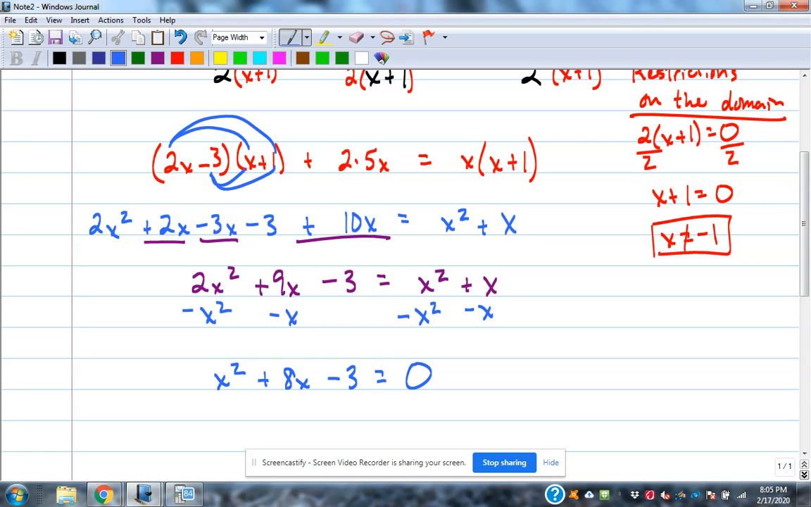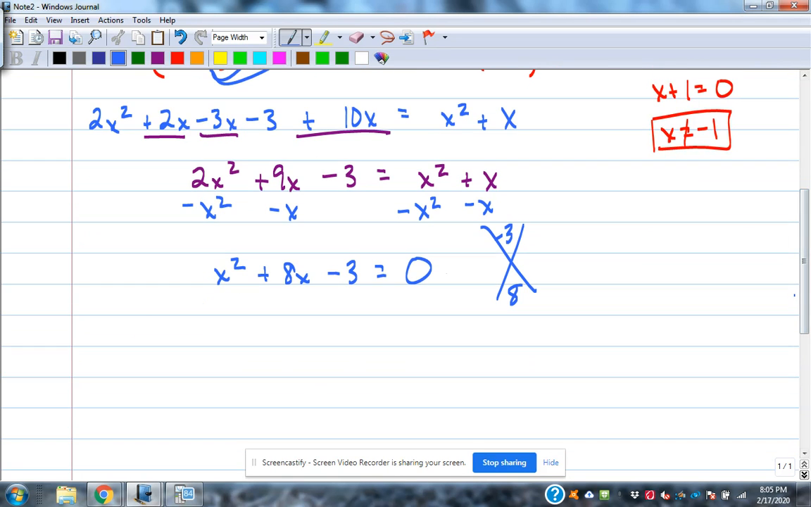If we try to do the x method of factoring on this, is there anything that multiplies to be negative 3 and adds to be 8? No, that doesn't work. So factoring is no longer an option because there's nothing that does that. So the only other option is quadratic formula. x equals negative b plus or minus radical b squared minus 4ac, divided by 2a. Remember that? So a, b, c, that's where those numbers are coming from.